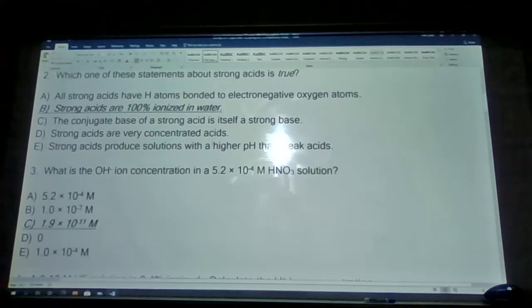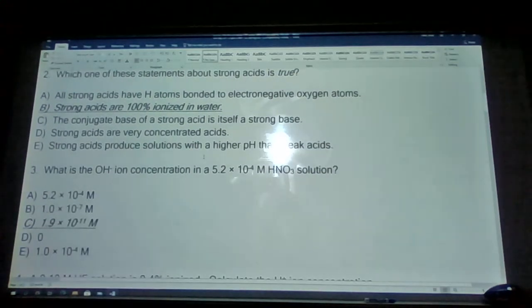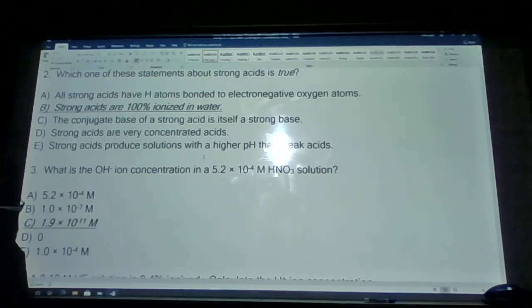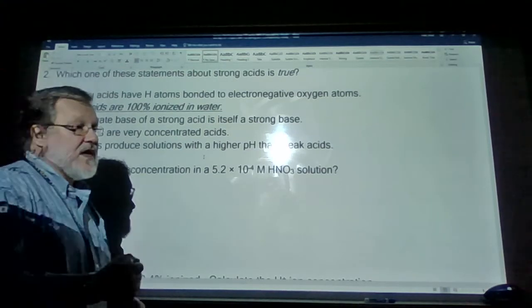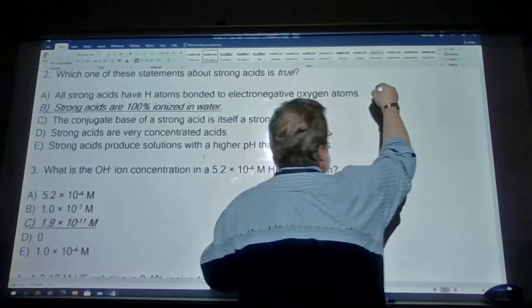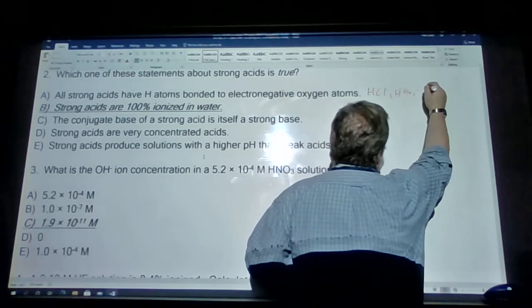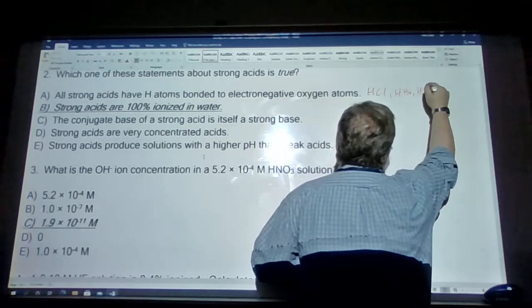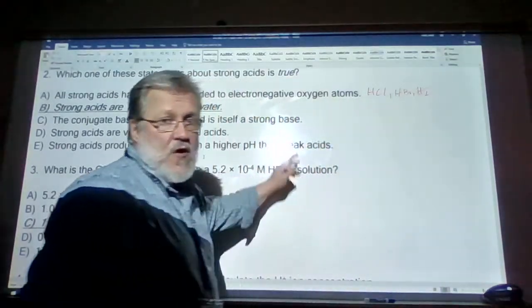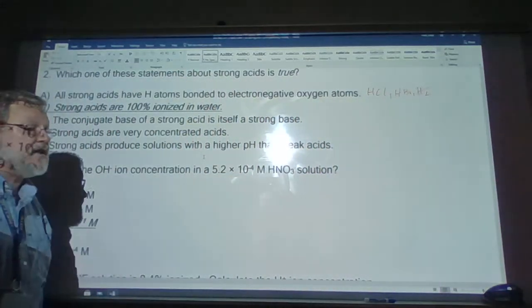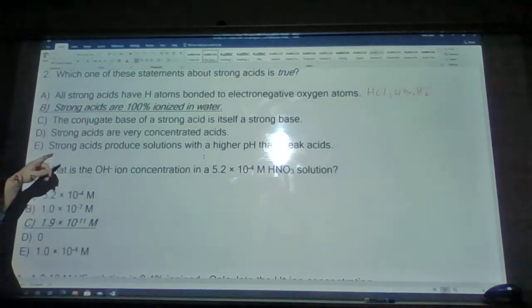Number 2, which of these statements about strong acids are true? All strong acids have H atoms bonded to electronegative oxygen atoms. No, because we have strong acids that don't have an oxygen in there: HCl, HBr, HI. Those are strong acids. They don't have an oxygen at all. So the first one is not true.